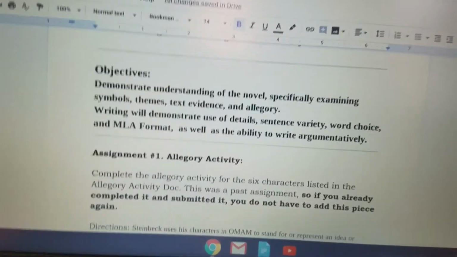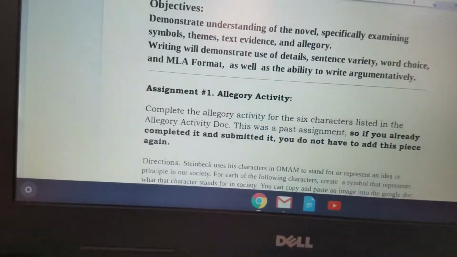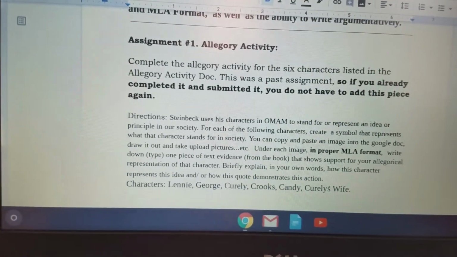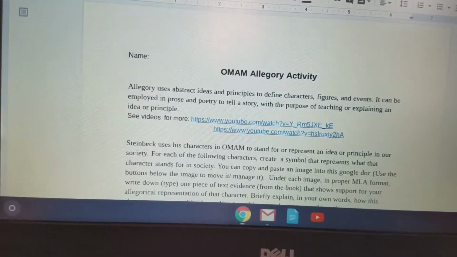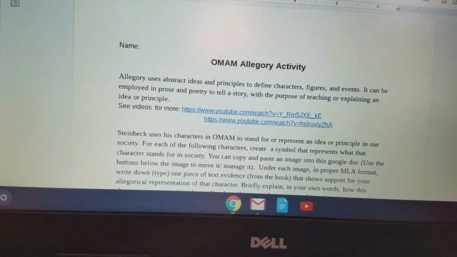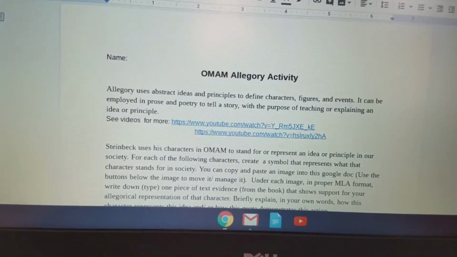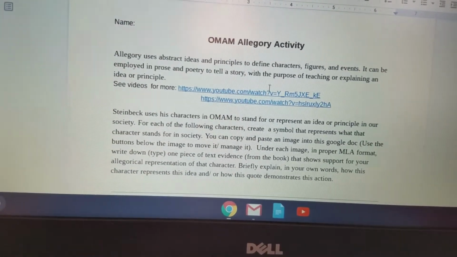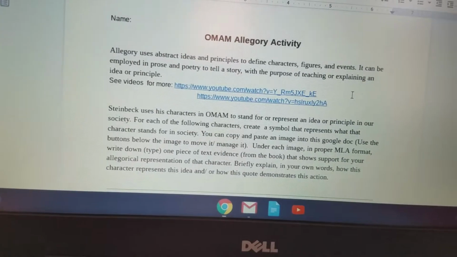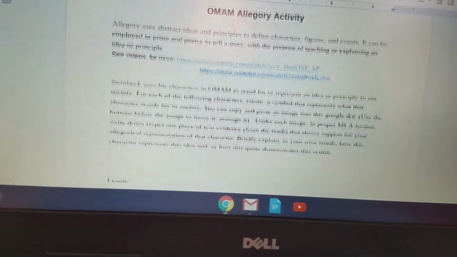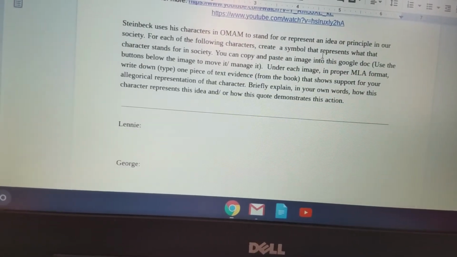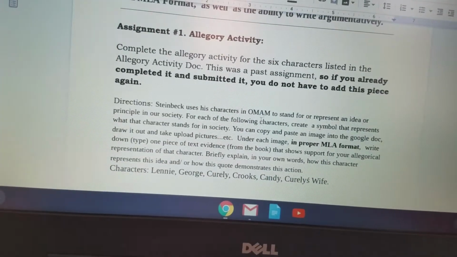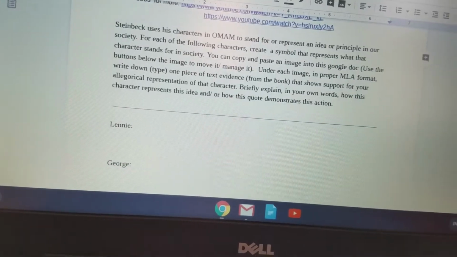All right, so moving on to assignment number 1, I'm going to go through this and show you what this looks like. This is the allegory activity, and this is actually something I sent to you guys before. At the top of the assignment, when you go into that assignment, it has a definition of what allegory is. It has links for further information if you need it. And then it has the directions. I put the directions both here and here, so it's the same thing, it's just on both pages.